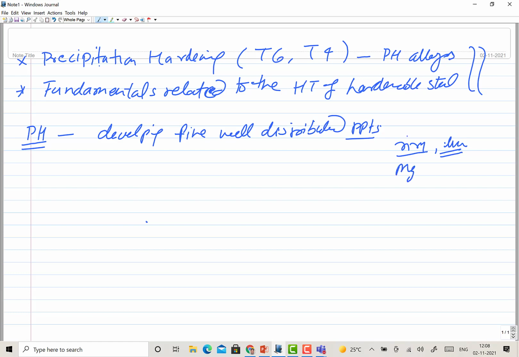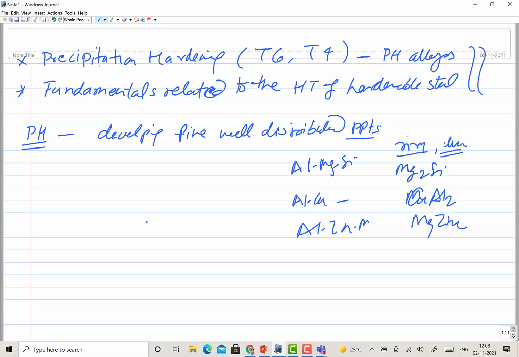And the typical ones, say in aluminum, magnesium, silicon alloy, Mg2Si is one. In aluminum copper alloys, CuAl2, okay, and MgZn2 in aluminum, zinc, magnesium kind of alloy. So depending upon the kind of alloy, you get different types of precipitates.